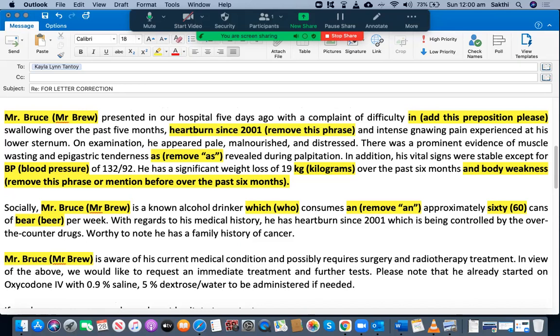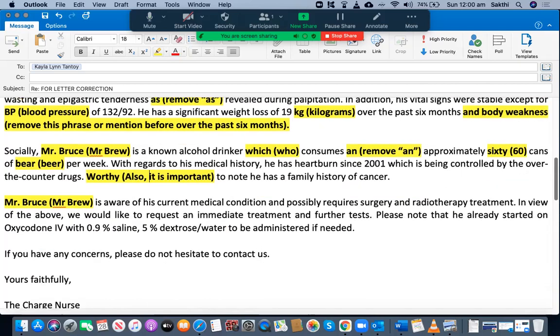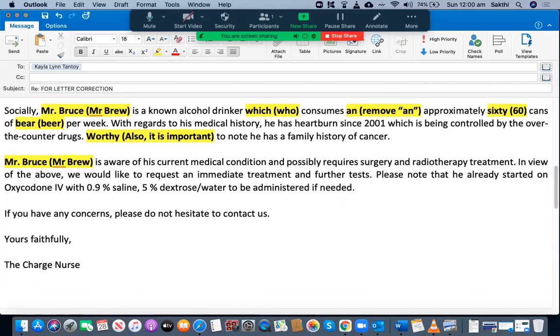Worthy to note, he has a family history of cancer. Don't say "worthy to note" because it doesn't make sense. You can say "it is important to note that." And there's another issue as well. You haven't been using connecting phrases. You could have used maybe "also, it's important to note that he has a family history of cancer." Okay, let's go to the next one.